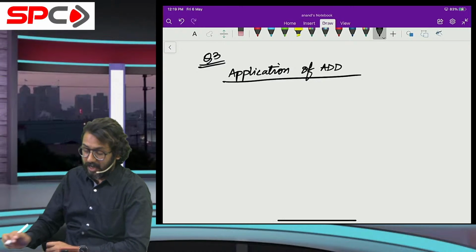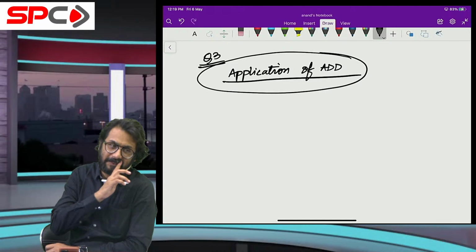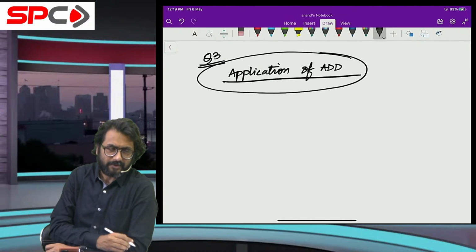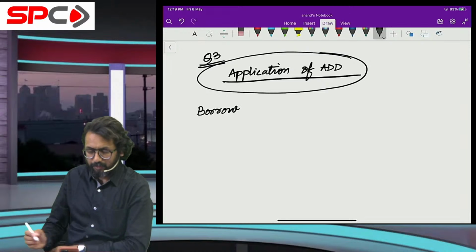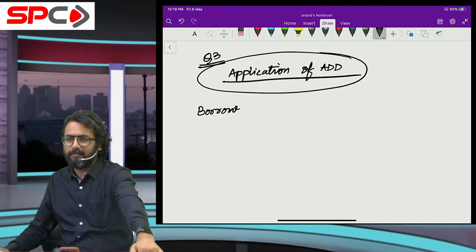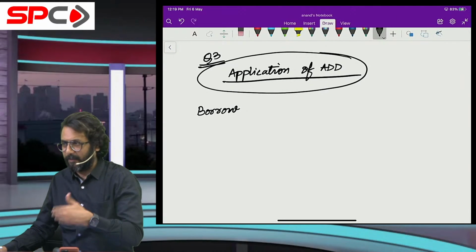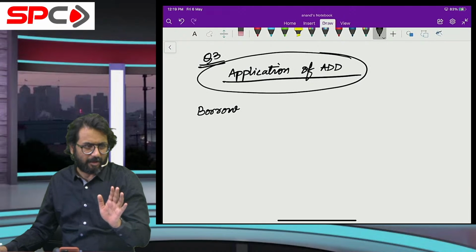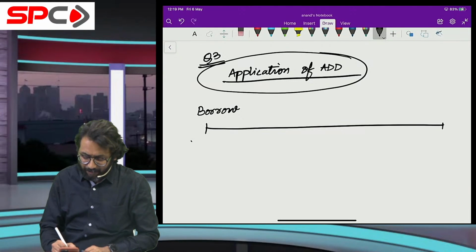Now, boys and girls, how do we apply this ADD in our real life? So I am going to apply this ADD in the loan. Suppose you borrow money from the bank. The bank says you borrow money and you make the payment in installments. Agreed? Yes or no?